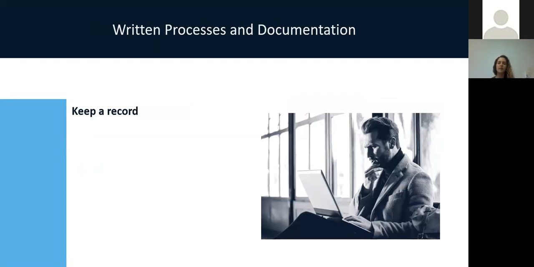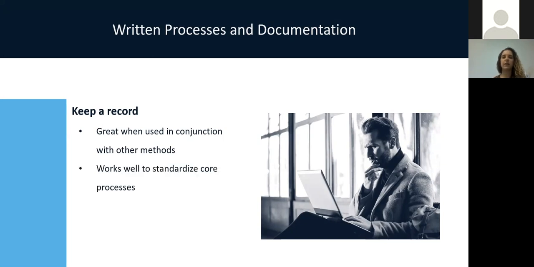So our first suggestion and process that you can put into your knowledge transfer and training processes is a written process and documentation. So keep a record. This basically comes first to mind to anyone that thinks of a knowledge transfer or training process, because it's very common. But it's great when used in conjunction with other methods. A written process or documentation will fail on its own. It's great for documenting and standardizing core processes.